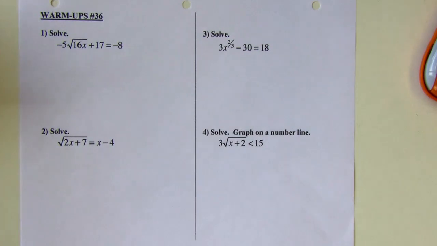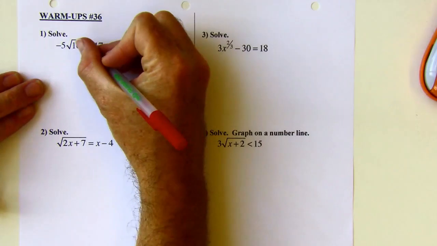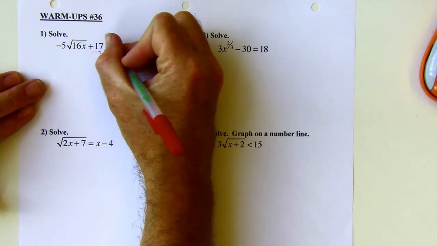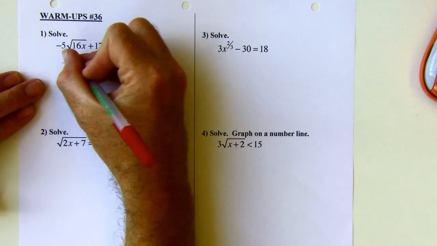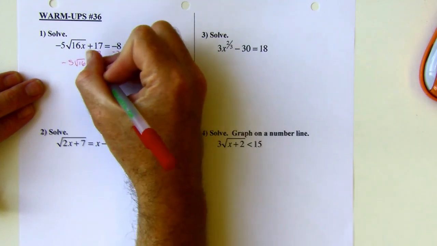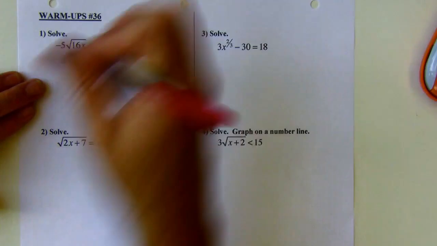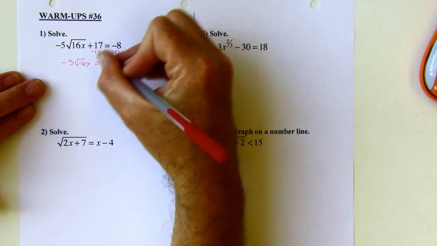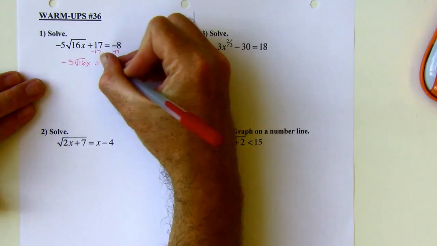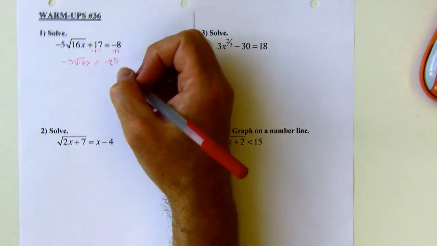Okay, here's warm-up number 36. I've got this equation that involves a radical. So what I'm going to do is first isolate the radical. I'll start by subtracting 17 from both sides. That's going to come out to negative 17, and so it should be negative 25 there.